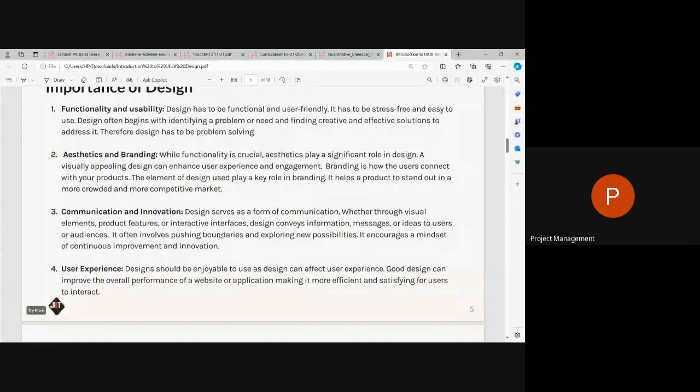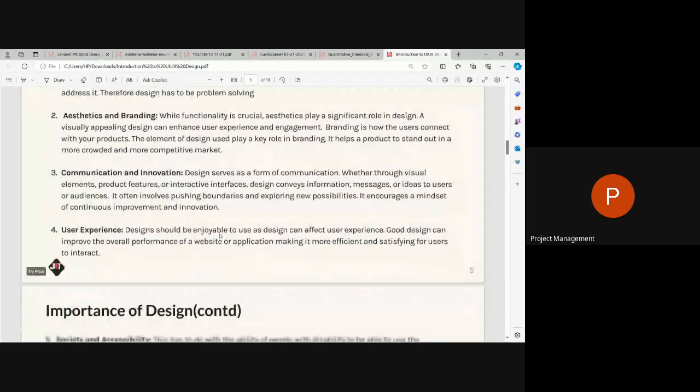Also, branding is how your user connects with your products. We're in a competitive world, so for your design to stand out, you have to implement the principle of branding, so that your design will stand out in a more competitive market.